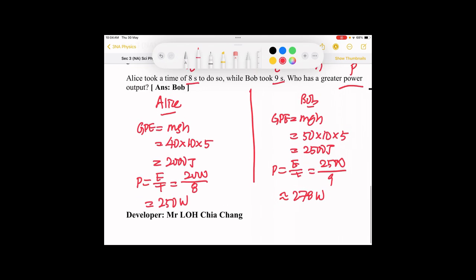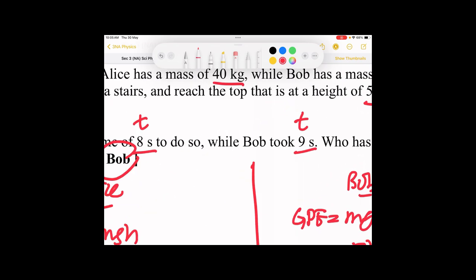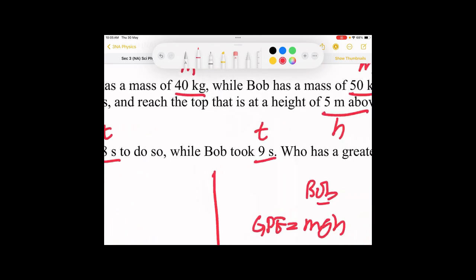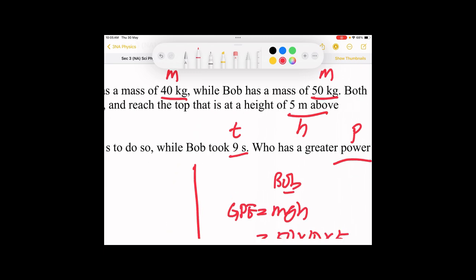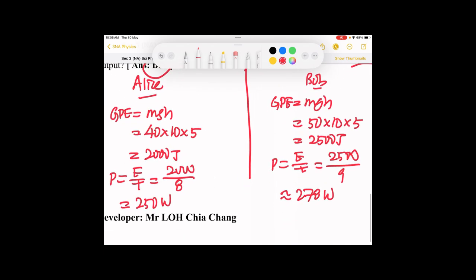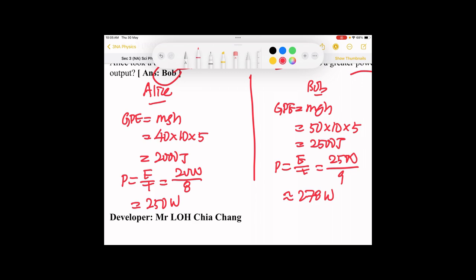Okay, we compare the two numbers. Clearly, Bob has the greater output. Hence, the answer is Bob. So even though Bob took more time than Alice, because he is significantly heavier than Alice, at the end his power output actually is more than Alice's.